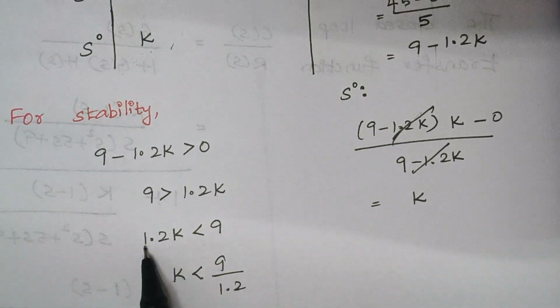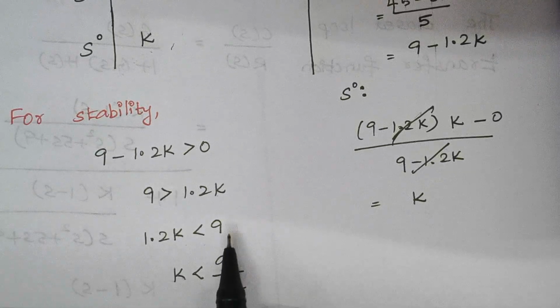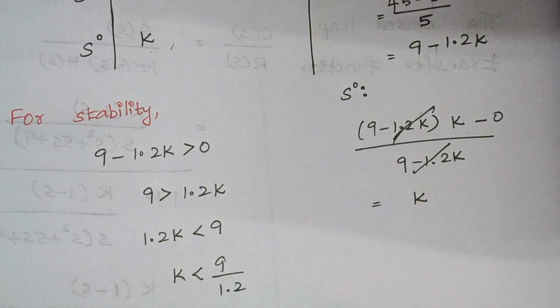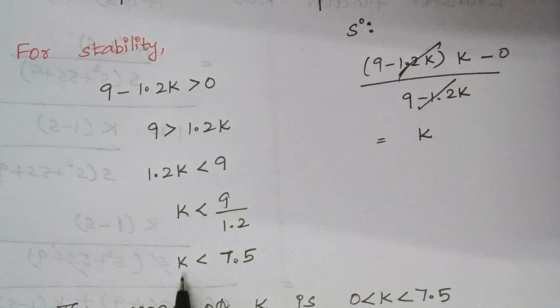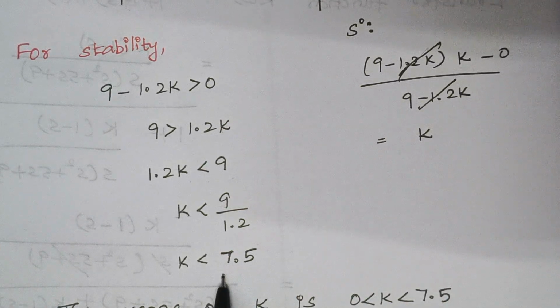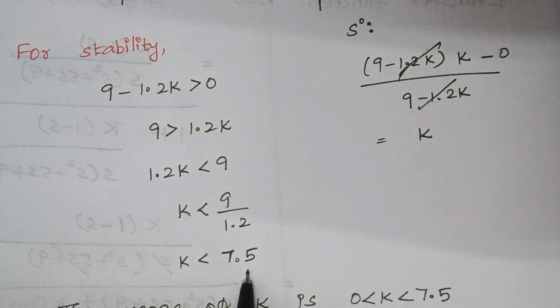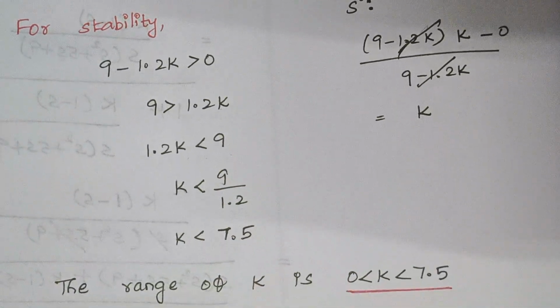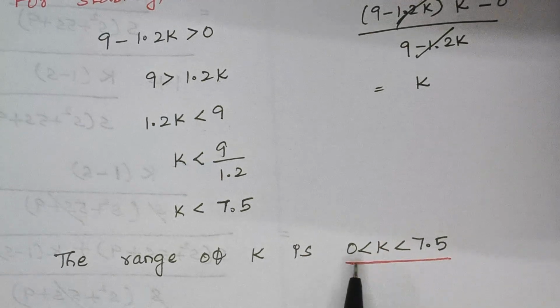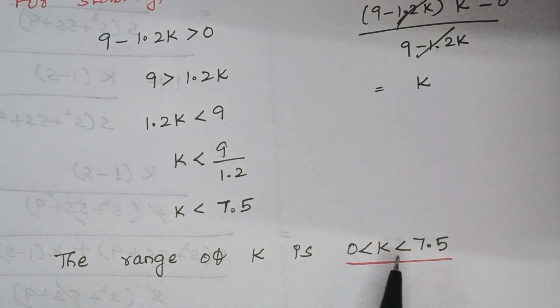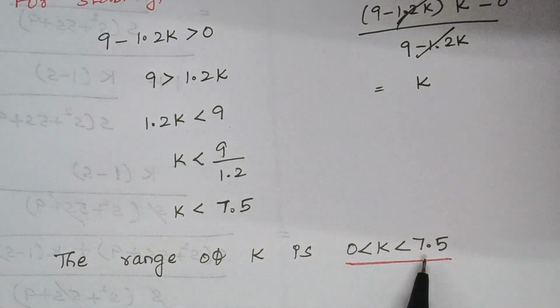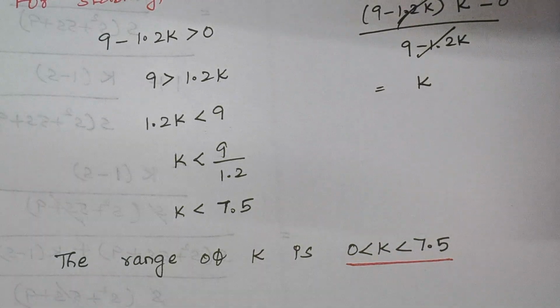Then for the value of k, when you move this 1.2 to the right hand side, it becomes the denominator. So 9 divided by 1.2. So the value of k is less than 7.5. So what it means here is, whenever the value of k is less than 7.5, this system will remain stable, right? So the range of k is, whenever the value of k lies between 0 and 7.5, the system will remain stable, right? Hope you people understand the problem well. Thank you.